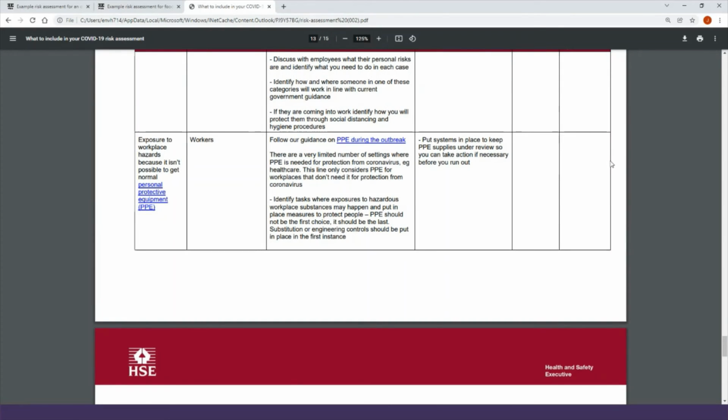You'll find some information here on the use of personal protective equipment. There are some useful guidance documents on the HSE website for you around PPE. If PPE is already used in the workplace for non-COVID-19 measures, it is important that you still comply with those requirements.